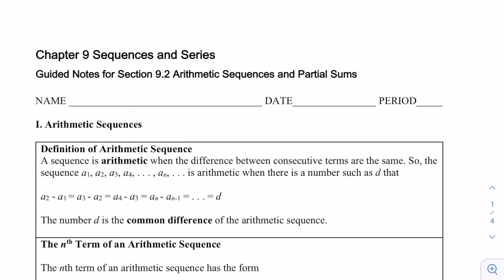Okay, so today we're going to look at arithmetic sequences and partial sums. An arithmetic sequence, as we talked about in the last section, is also a linear function. So it's going to have a common difference. When we look at those consecutive terms, there's going to be a common difference between the first term and the second term, the third term and the fourth term, and so on and so forth. That is also called the slope of a linear function, but when we look at a sequence, we call it the common difference.